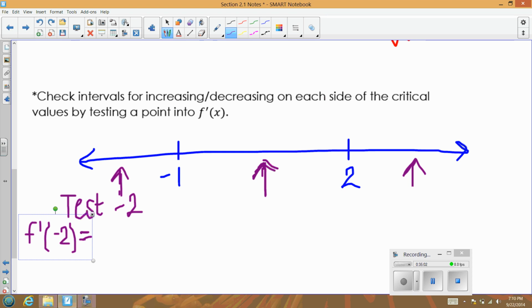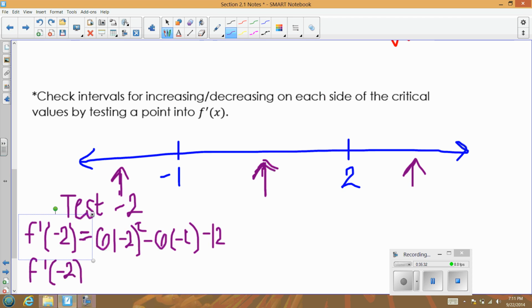Then that's going to tell me is my slope of the tangent positive or negative, which will then tell me increasing or decreasing. So we're always going to plug into the derivative. So I plug -2 into the derivative. So it's going to be 6 times -2 squared minus 6 times -2 minus 12. So the value you get when you evaluate this is 24.